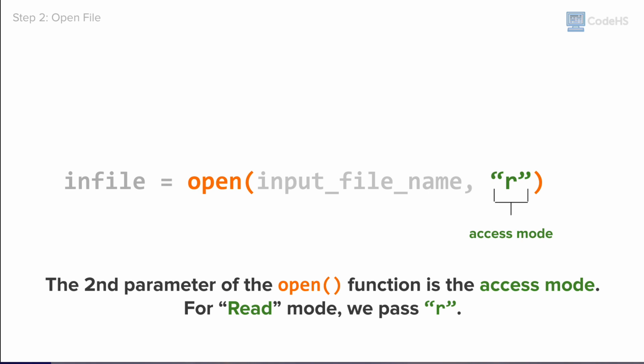The second parameter of the open function is the access mode. This is an optional parameter, and the default file access mode is read. So if we do not include this parameter, it will automatically read the file we've entered.